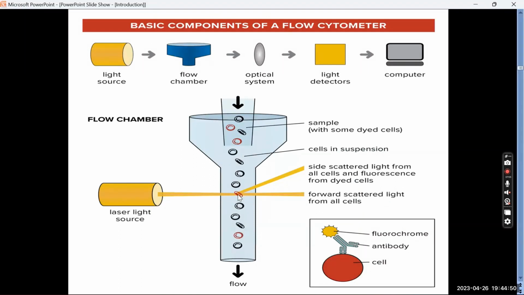When such a laser beam hits a cell, as I said, there will be scatter light as well as fluorescent light. Scatter light is because of the physical property of the cell, which includes forward scatter, which tells you about the size of the cell, and side scatter, which tells you about the internal complexity of the cell. Then you have fluorescence, which comes from the fluorochromes attached to the cell by the antibodies. All these will be collected and filtered by the optical system, which includes band pass, long pass and short pass filters, and such filtered light will be collected by the detectors and converted to data by electronics. So this is just a brief outline of how a flow cytometer works.